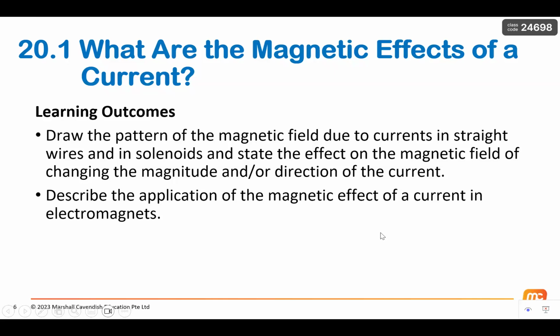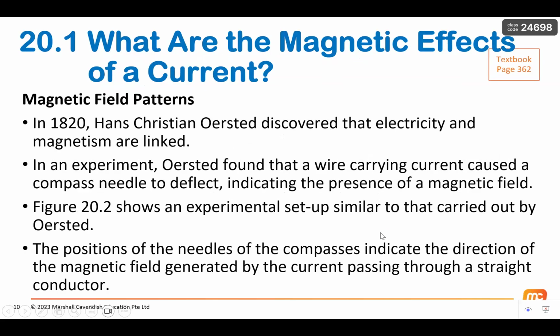Okay, so how do we do that? We use it mainly by the right-hand grip rule. And then we are also going to describe the applications of some of the magnetic effects of currents in electromagnets. In a lot of household appliances or daily appliances that you see, there are actually electromagnets in them. So we will discover how electromagnets work in these items.